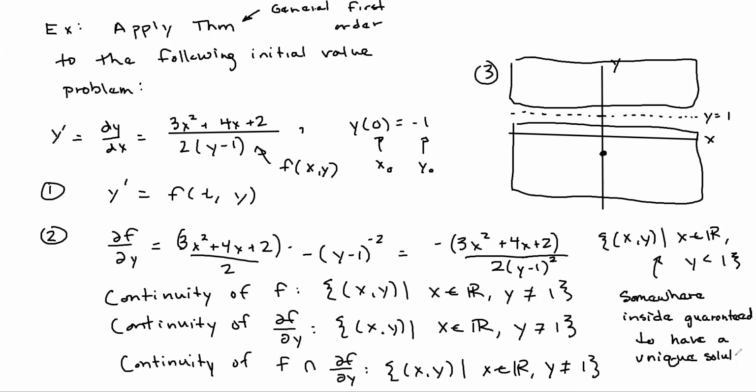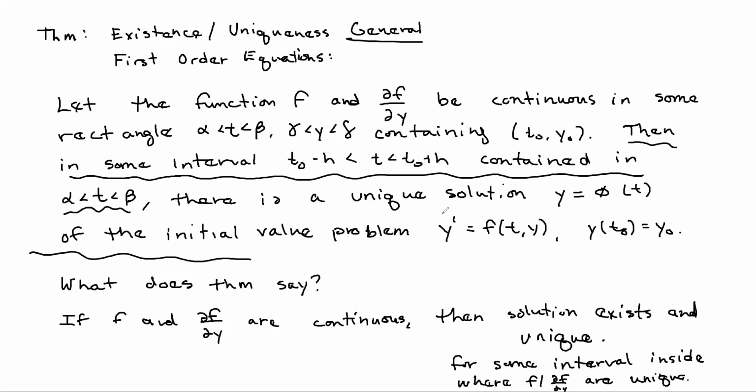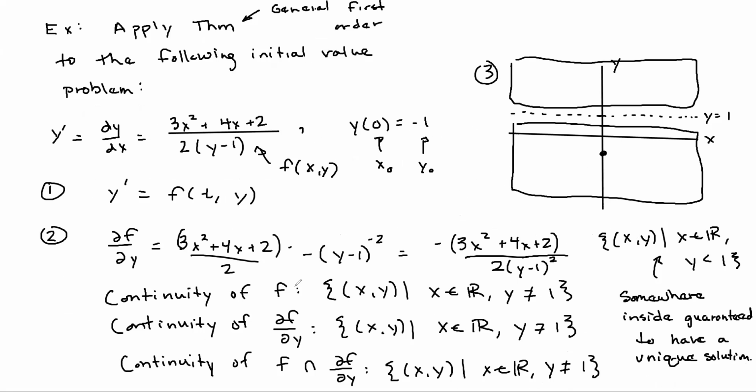And that's how the theorem works. Okay. So the general first order theorem, which is the one that we're looking at now, right? So this is the general first order equation theorem, whereas the first one we did was the linear first order equation theorem. The general one is applied this way, as compared to the linear.